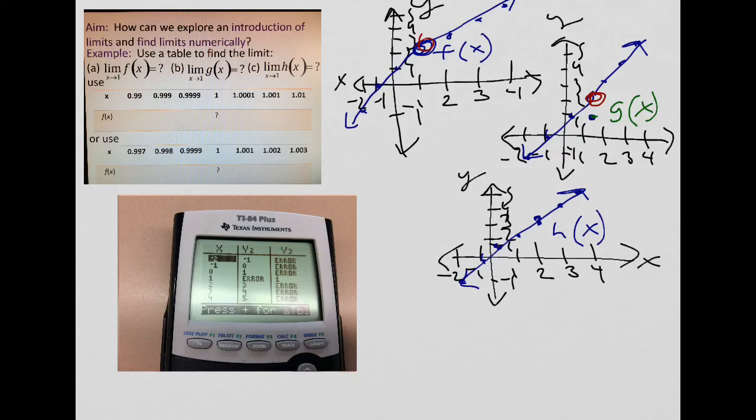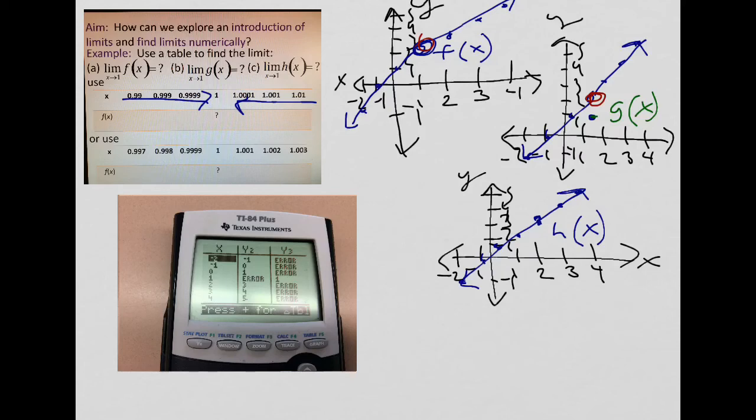Okay, so these tables are showing that the x values are getting very, very close to 1. We say from the left and from the right. From the left means there are values less than c, right? So 0.99, 0.999, 0.99999 is less than 1. Okay, on the right side are values that are greater than c. So 1.01, 1.001, 1.0001.